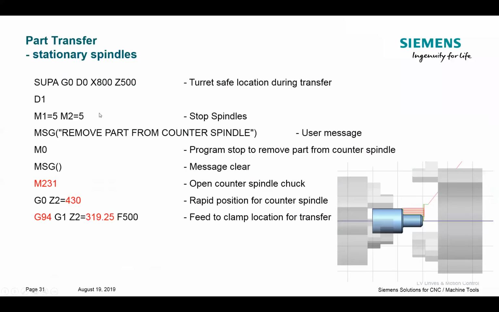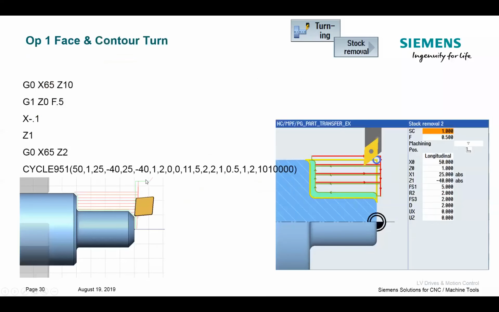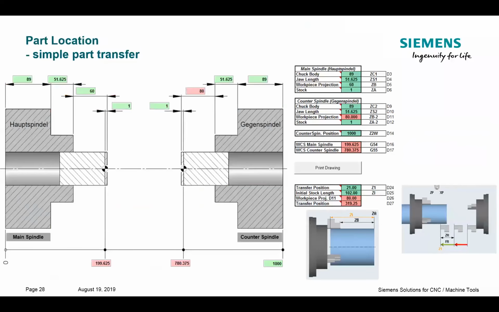Now, since both spindles are stopped, I can open up the counter spindle with my M231. So that's using that 231 we found from the original M code. And now I'm going to drive this counter spindle, my Z2, to a position just off of the clamping location. If we can remember earlier, when I looked at the little spreadsheet, let me get back to it real quick. The spreadsheet calculated a transfer position of 319.25 millimeters.